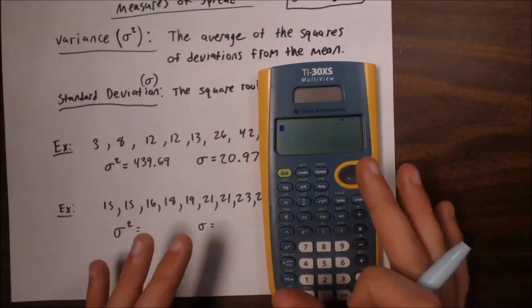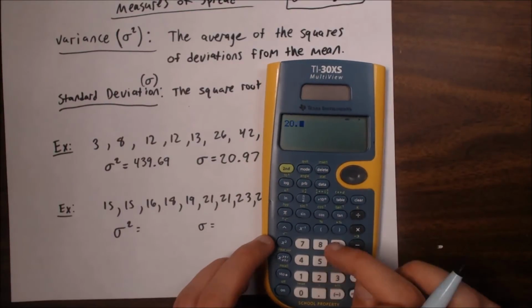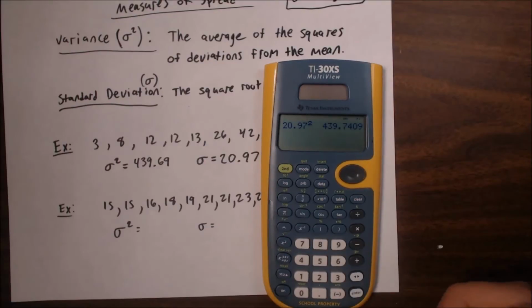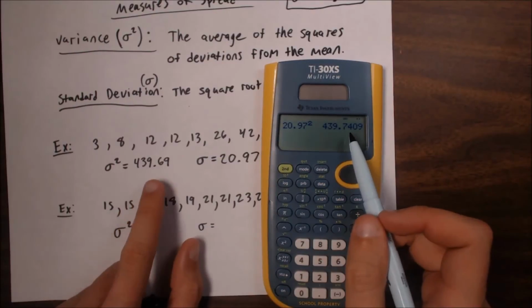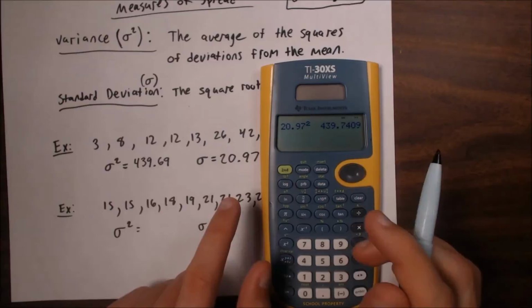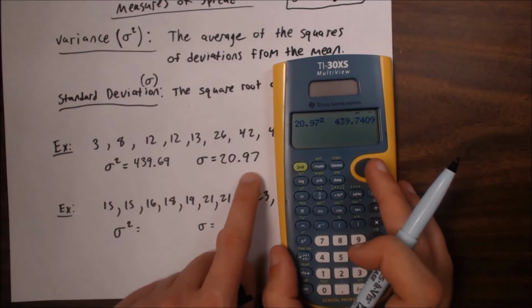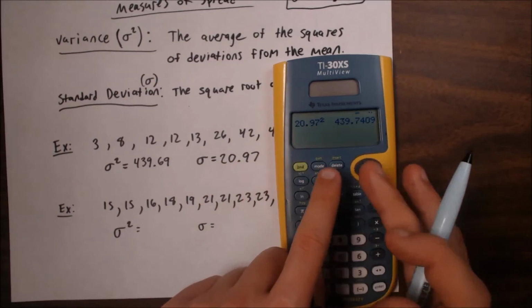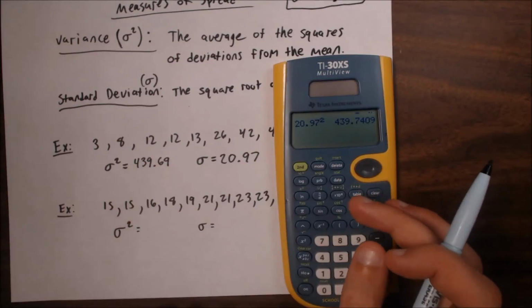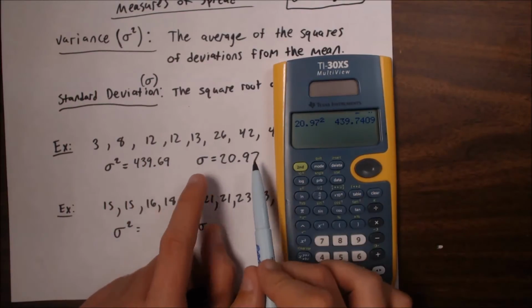Okay, and if you didn't want to do all that, if you just wanted to type it, you could just say 20.97 squared. Okay, and again, 439 point, it's a little bit different, and that's only because of the rounding. This was a rounded number. When I typed it from the calculator, it had all those extra digits, and so it's slightly different. Okay, but that's all you have to do. You just take this number and square it.